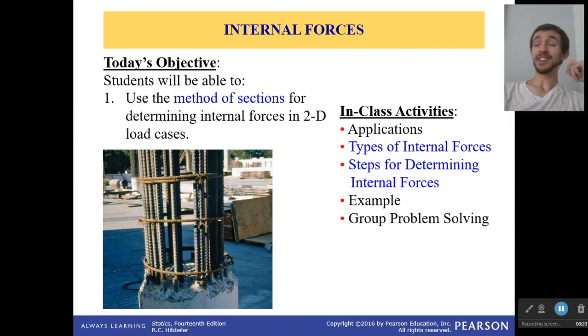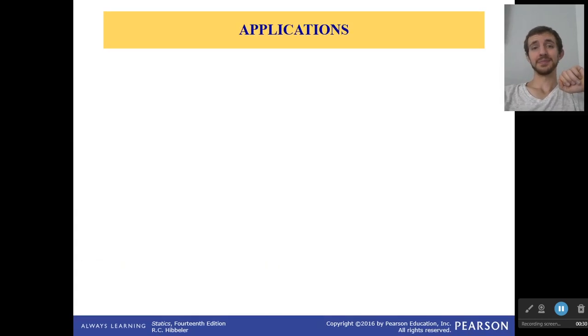So we're going to be using the method of sections to determine internal forces. Internal, not external. Internal forces in 2D load cases. And then we'll do some examples.